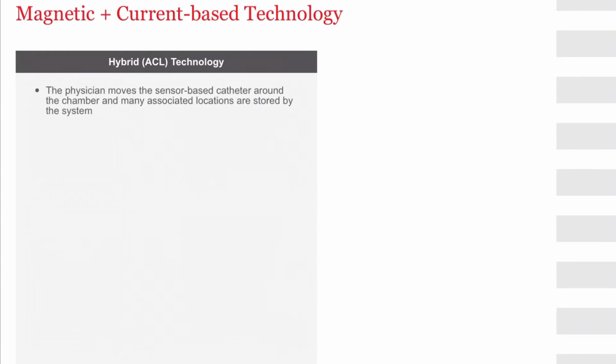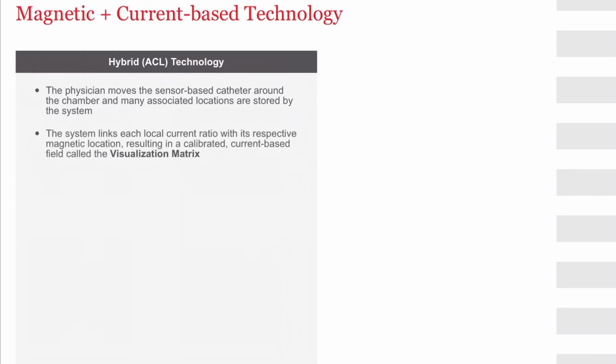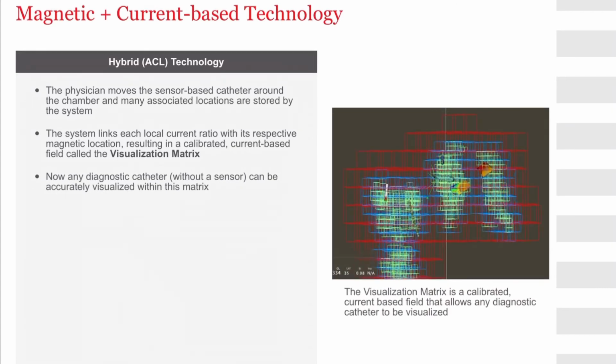The physician moves the sensor-based catheter around within the magnetic field, and many locations are stored by the system. The system then links each current ratio with its respective magnetic location, resulting in a calibrated, current-based field called the visualization matrix. Now the physician can introduce any diagnostic catheter within this matrix and it can be visualized.